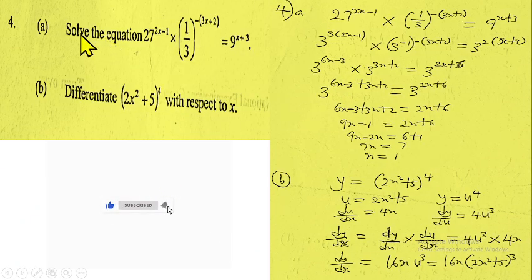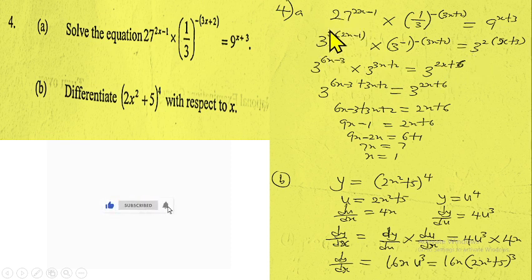Question number 4, 4A is from indices, and 4B is from differentiation. So we are to solve the equation 27 raised to power 2s minus 1 multiplied by 1 over 3 raised to power minus 3s plus 2 equals 9 raised to power s plus 3. So the understanding of indices is very, very important here, as we know that we can change all the bases to the same base. By converting this 27 to index form, that will have a base of 3, and this 9 to index form to have a base of 3 as well.